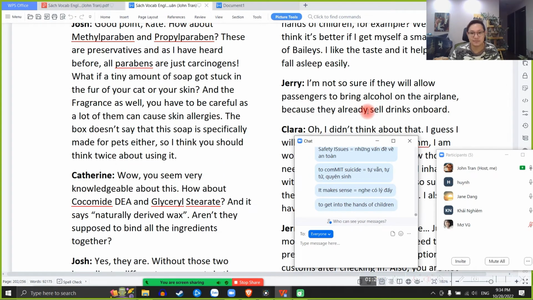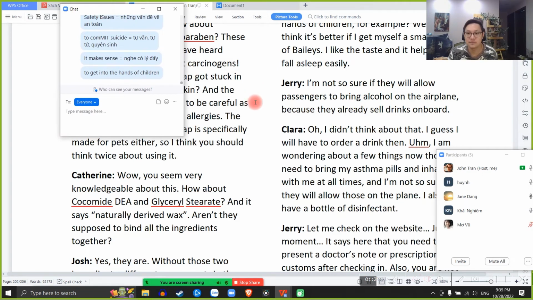I'm not so sure if they will allow passengers to bring alcohol on the airplane because they already sell drinks on board. Okay, tôi không có chắc là nếu người ta sẽ cho phép hành khách mang rượu, mang cồn lên trên máy bay. Bởi vì họ đã bán đồ uống trên đó luôn rồi. They already sell drinks on board.